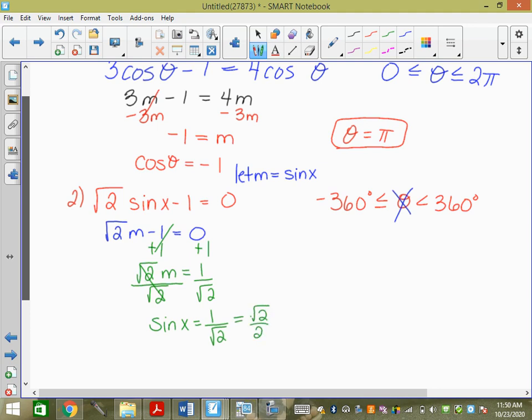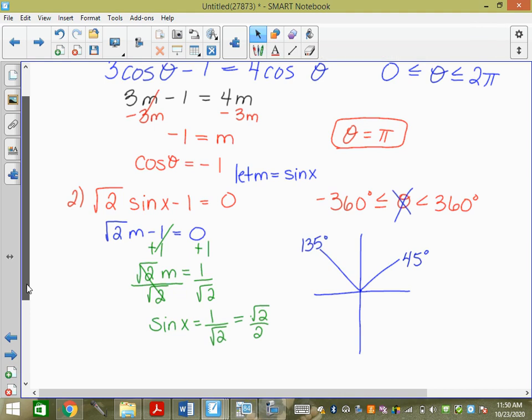So we're looking where sine, y, is equal to root 2 over 2. Anyone know? You mean quadrant 1 and 2 because it's positive? Yeah. 45 and 135. Does that fit in my domain? Yep. Totally does.